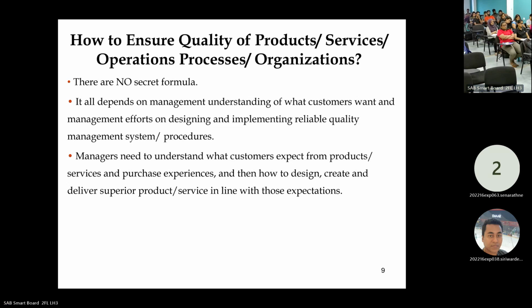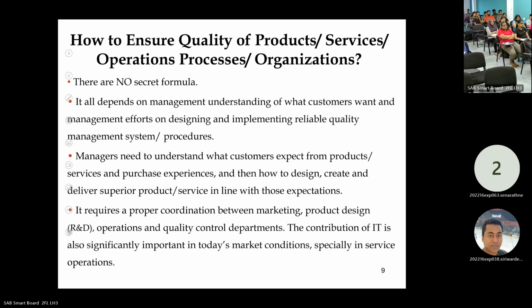There is no secret formula. So it doesn't come with the efforts of one department like quality control. It has to come through proper coordination between various business functions, business departments. These departments are very important, like marketing, product design, and then operations. And of course, quality control department, quality assurance team. There should be proper coordination. In addition to that, departments like information technology, IT, can significantly contribute to enhance the quality in today's context.